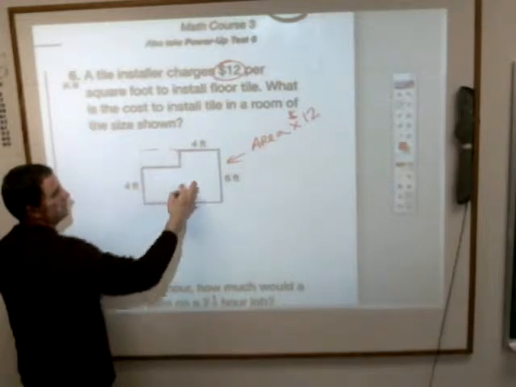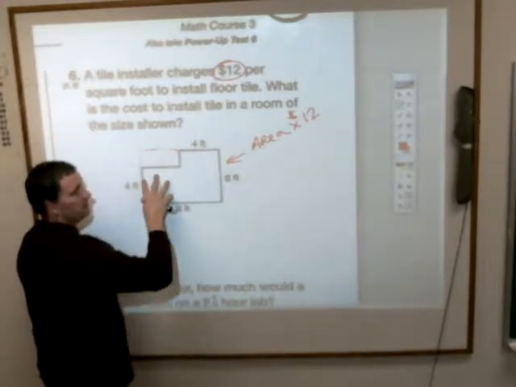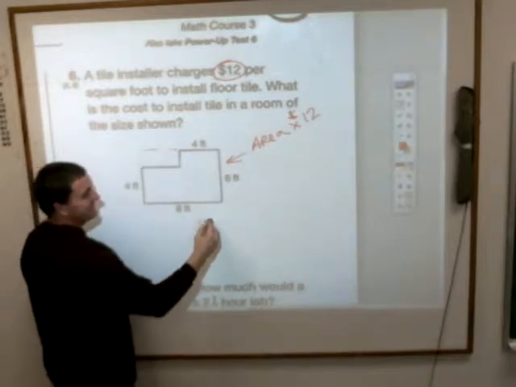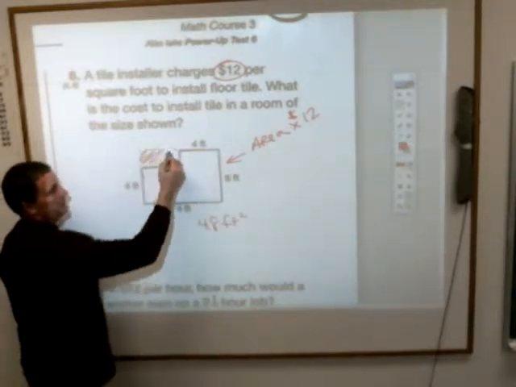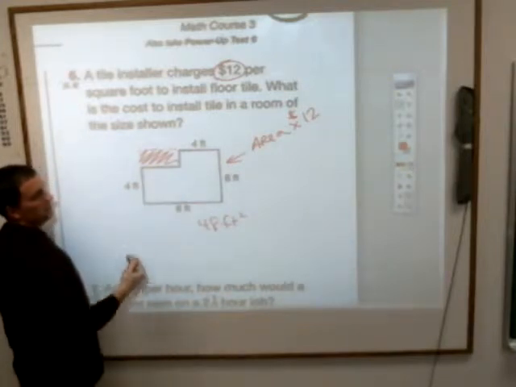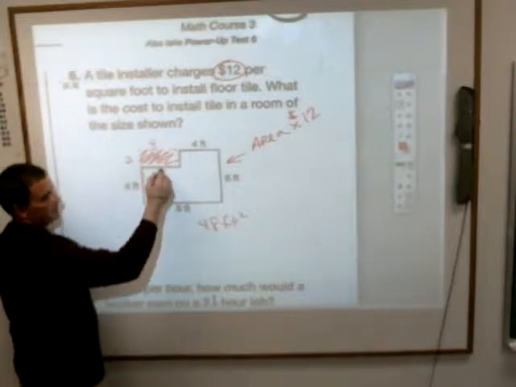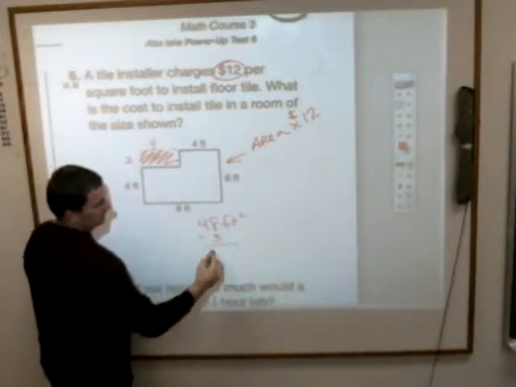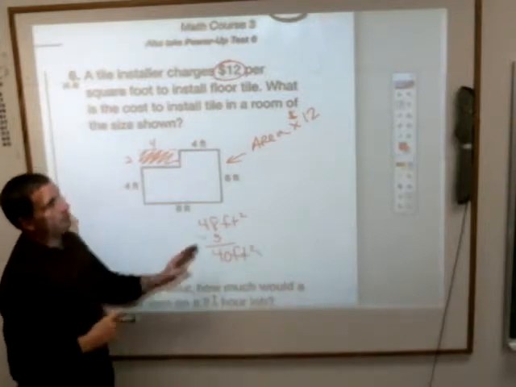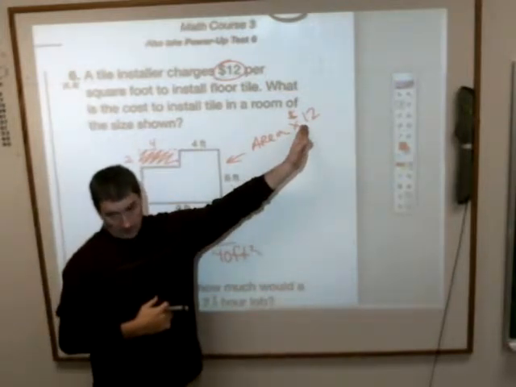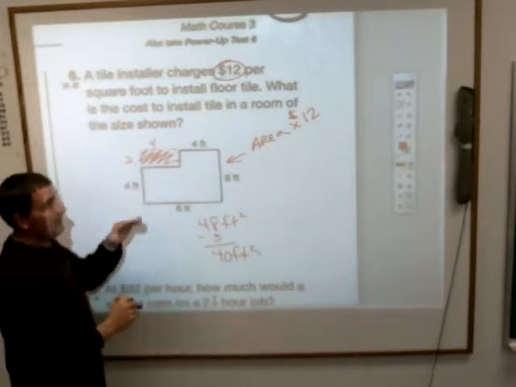You could pretend this is all one big rectangle, which would be 8 times 6. If it's a big rectangle, it would be 48 feet squared, but then you have to subtract the missing piece, which is 2 by 4, 8. Take 8 away from that 48, you get 40 feet squared, and then multiply that by 12, it's $480. That was the answer. If you didn't do it that way, that's fine.